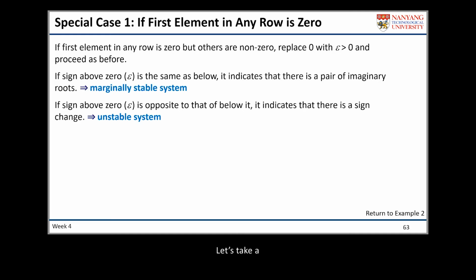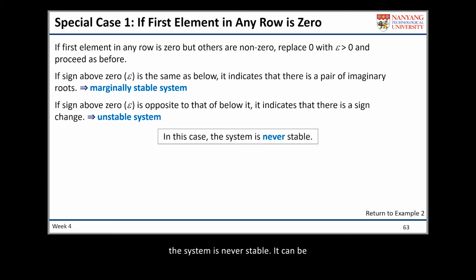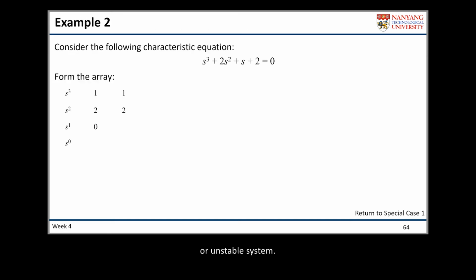Let's take a deeper look at this special case. Again, as I mentioned, the system is never stable. It can be only either marginally stable or unstable. Let's consider this second example. I have a system where the characteristic equation, as you can see in this slide, is s cubed plus 2s squared plus s plus 2 equals 0. In particular, all of the coefficients have the same sign, and none of the coefficients is missing.